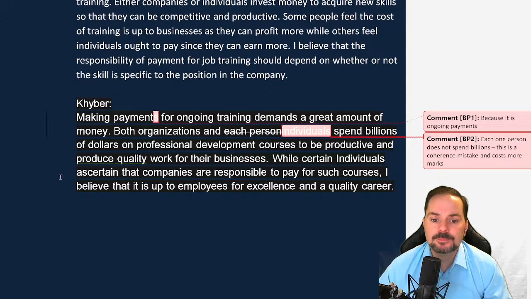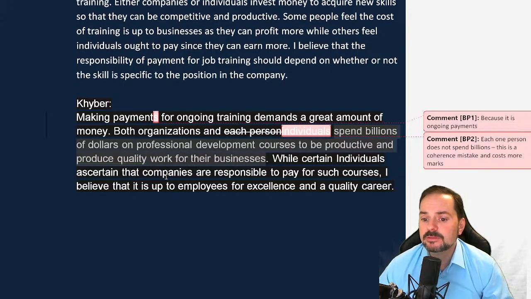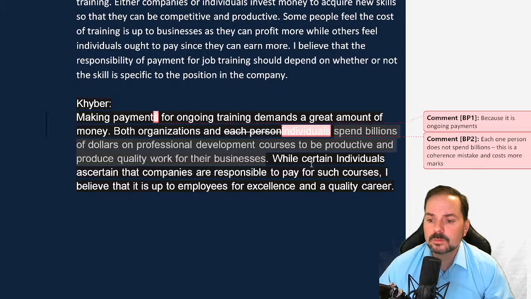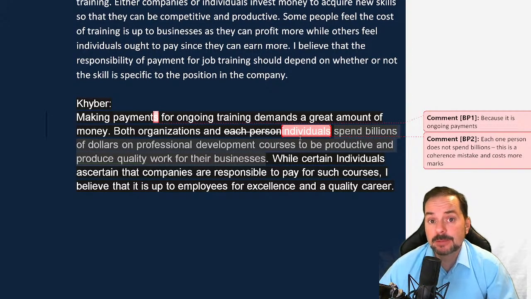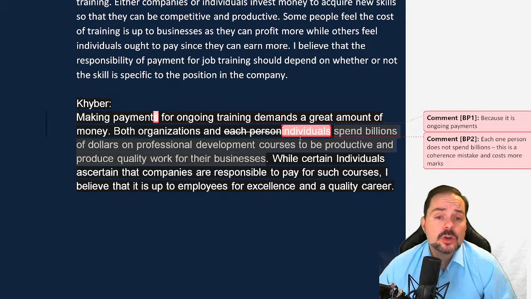All right, so spend billions of dollars on professional development courses to be productive and produce quality work for their business. There are a couple of mistakes here as well. Can anybody tell me what is the mistake, or what are the mistakes in this part here that I just highlighted? Okay. So again, this is what you really need to do to improve your writing band score and to improve your writing skills, is go over your writing step by step, identify your mistakes.